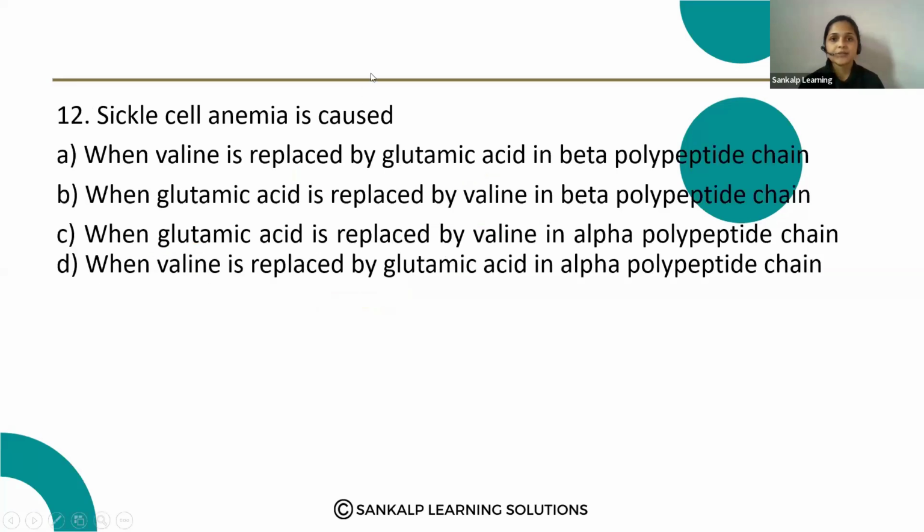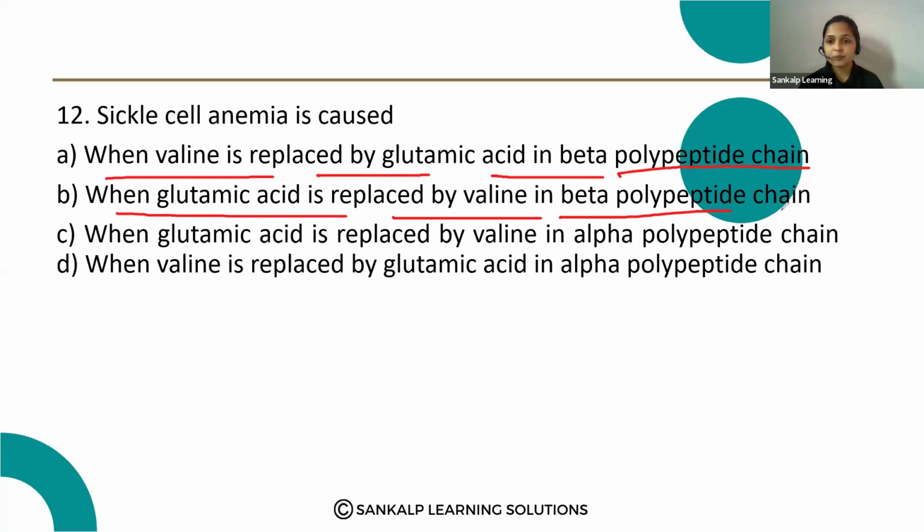Next question. Sickle cell anemia is caused when valine is replaced by glutamic acid in the beta polypeptide chain; when glutamic acid is replaced by valine in the beta polypeptide chain; when glutamic acid is replaced by valine in the alpha polypeptide chain; or when valine is replaced by glutamic acid in the alpha polypeptide chain, option D. So here you know about sickle cell anemia from the chapter on principles of inheritance and variation, how it is caused, everything.